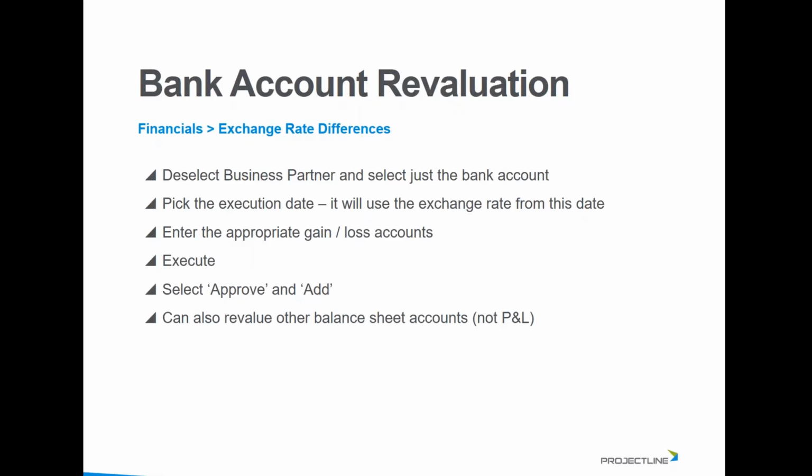So let's go back and say what we did. I unchecked business partner because I just want the bank account. I don't want all my accounts. I just want the single one. I picked the execution date, and it's going to use the exchange rate on that date. I've got in my gain-loss accounts. Then I'm going to execute.